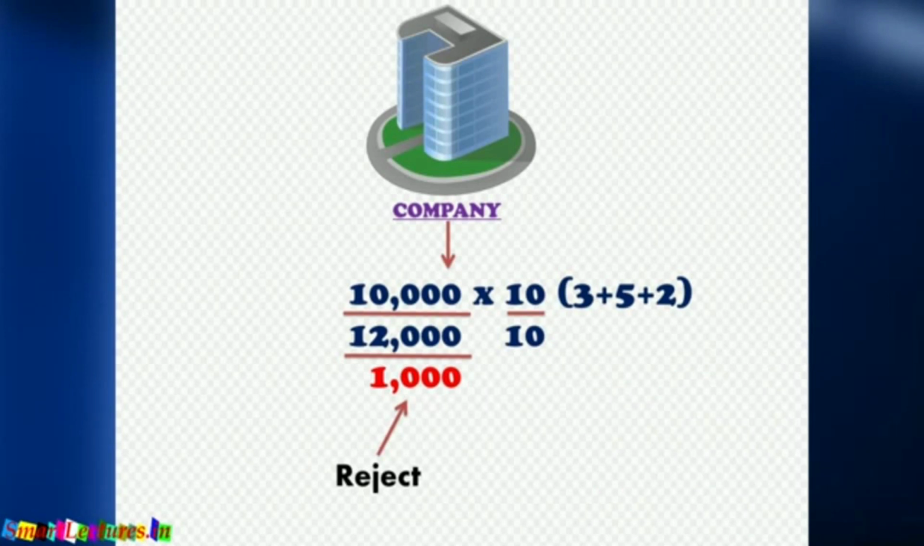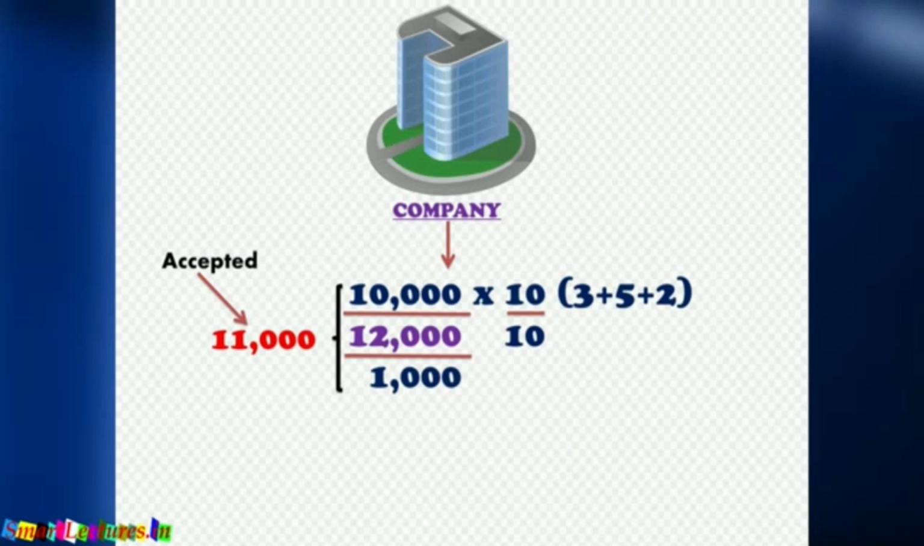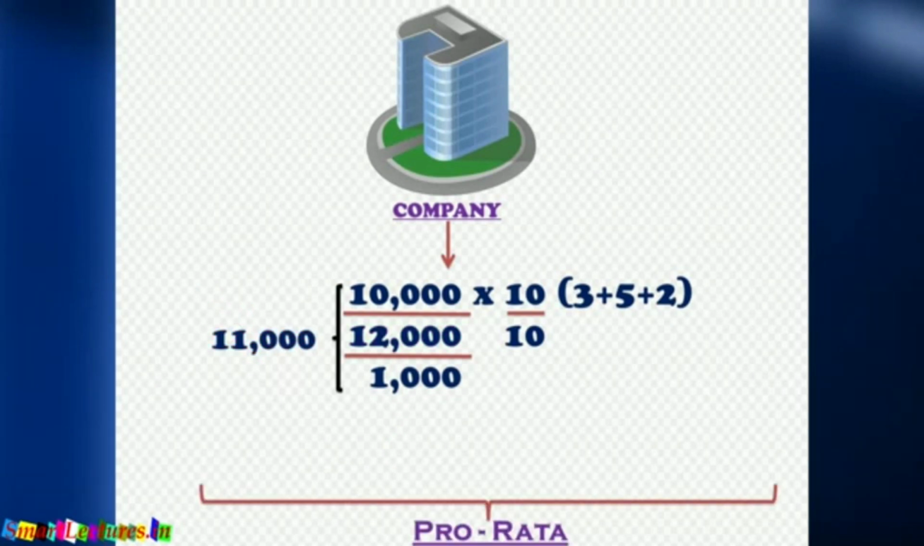So one thing is clear, that they have applied pro rata. Means in this question, you can find a rejection as well as pro rata. I have already told you, if the company has issued 10,000 shares, the company cannot allot more than 10,000 shares.